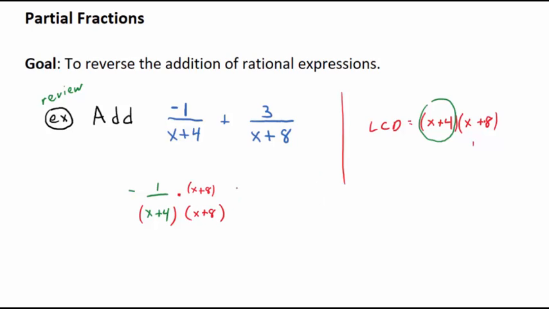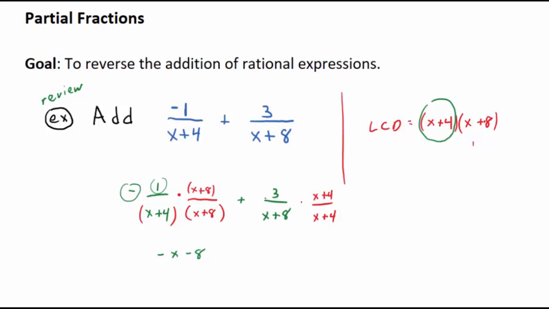Make sense? And then on the 3 over x plus 8, what factor is this guy missing? It's missing an x plus 4, so we multiply numerator and denominator by x plus 4, the factor that it's missing. What are we really multiplying by in both cases? 1, right? So what do I need to do up top in the numerator here? I need to distribute the -1, right? So it becomes -x minus 8.